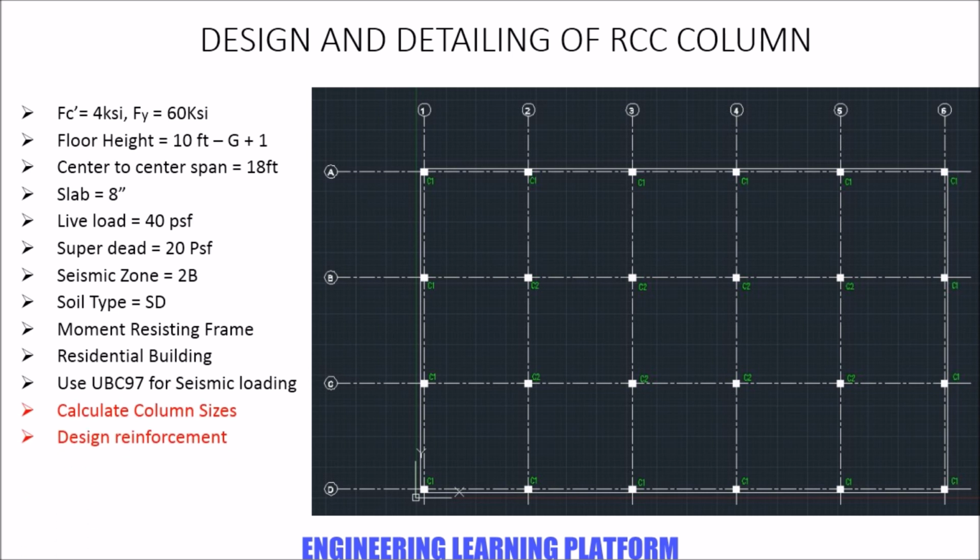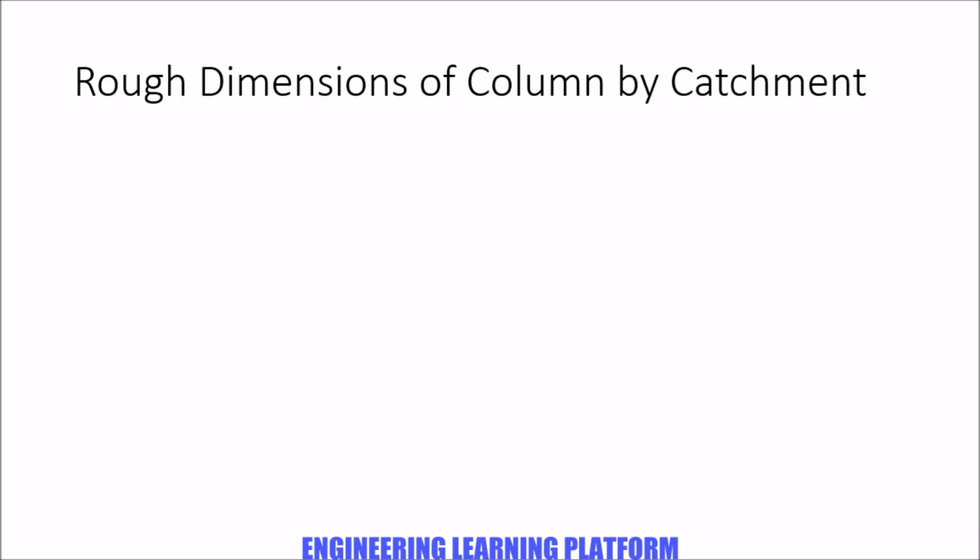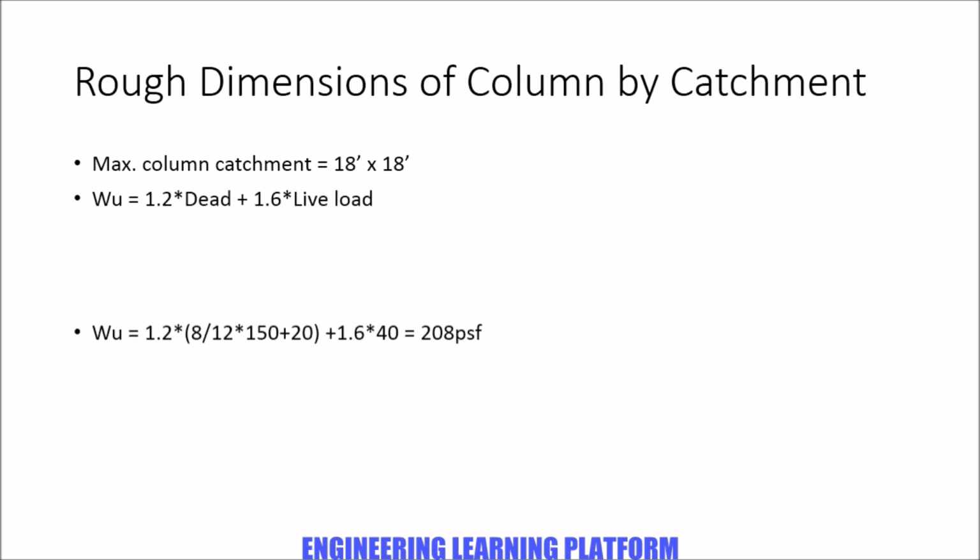Calculate the column sizes, design reinforcement and detail the column drawing using ACI 318-14. First of all, we have to calculate the rough dimensions of the column. The maximum column catchment area is 18 feet by 18 feet.